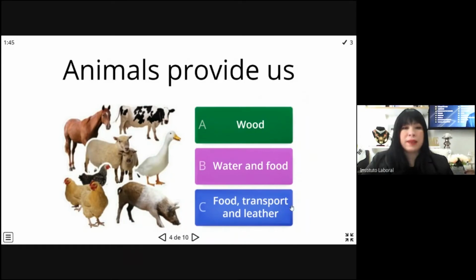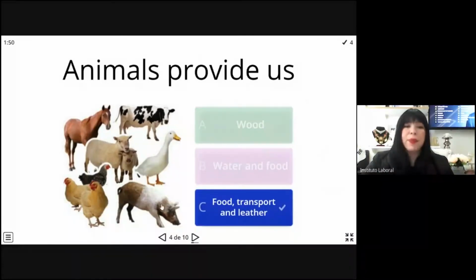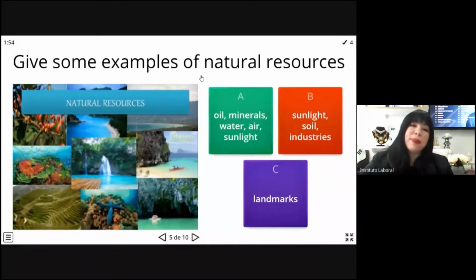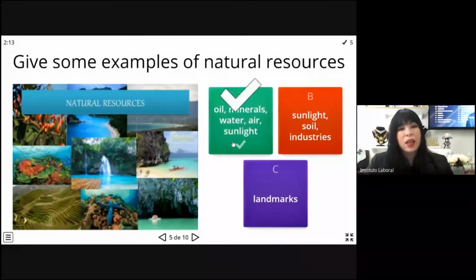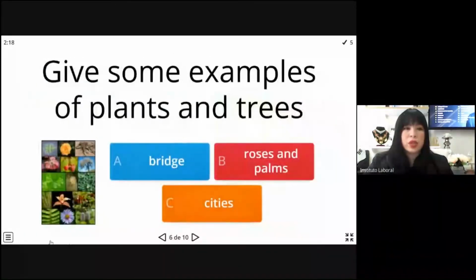A, B, or C? C, yes. They provide food, transportation, and leather. Give some examples of natural resources. Here we have a picture to illustrate. A: oil, minerals, water, air, sunlight. B: sunlight, soil, or industries. And C: landmark. What are the correct examples of natural resources? A. Oil, minerals, water, air, and sunlight are examples of natural resources.